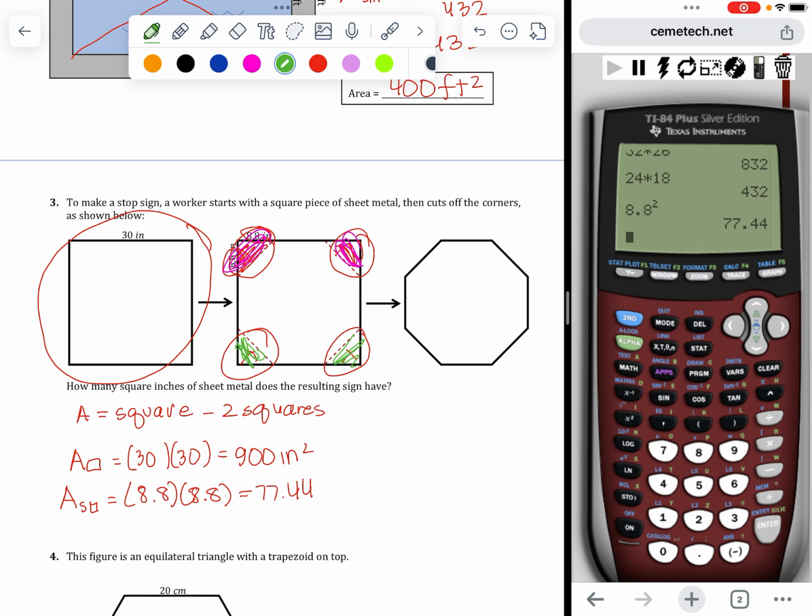Okay, so in my calculator, I'm going to do 900 minus 2 times 77.44. So 900 minus 2 times 77.44. And I get 745.12. 745.12 inches squared.